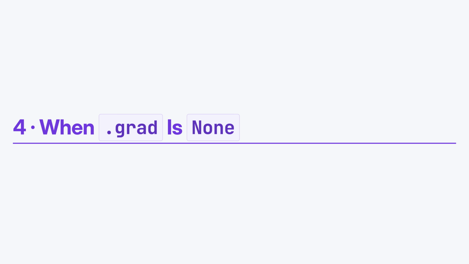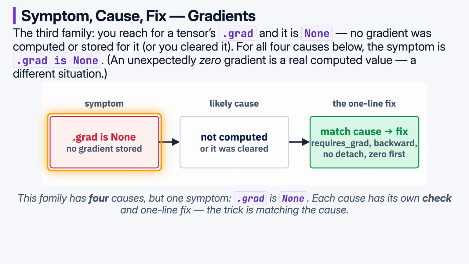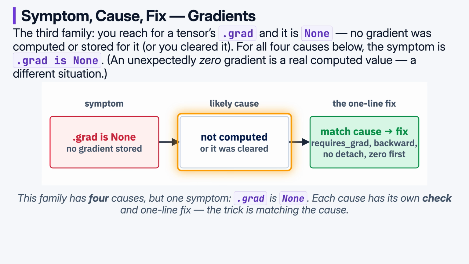Now the third family and the silent one. You reach for grad and it is None. Same triage one more time. The symptom in red. Grad is None. No gradient was stored. Careful, None is not a zero gradient. Zero would be a real computed value. It was never computed or it was cleared away. The cause in gray. It was never computed or it was cleared.